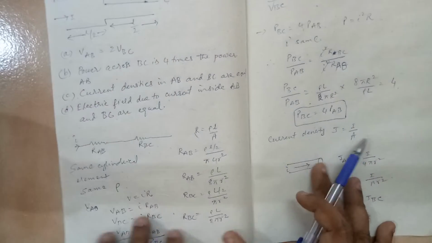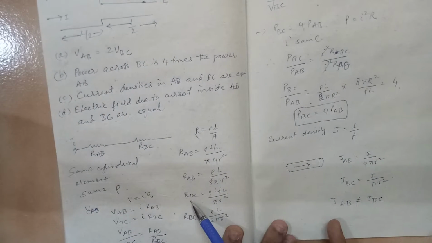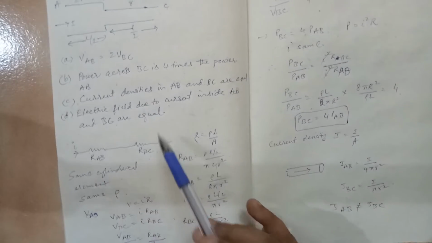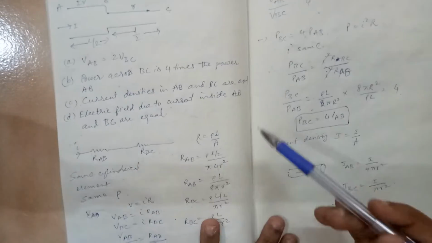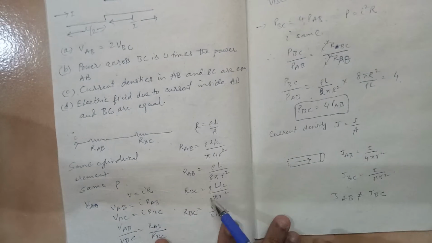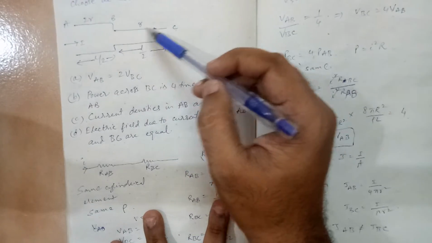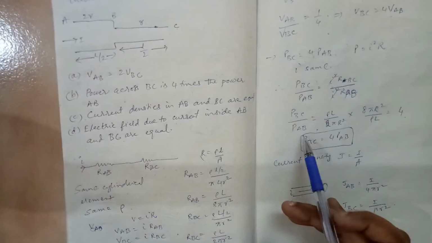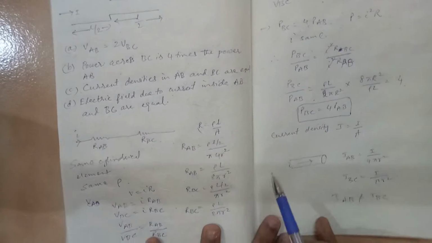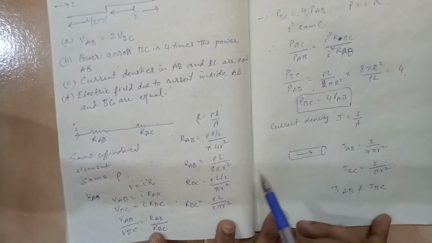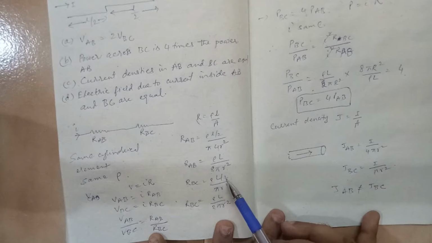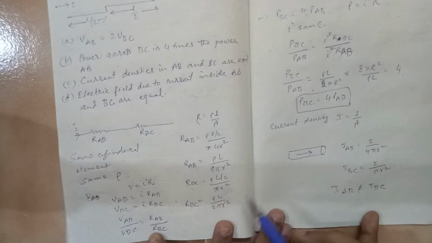Similarly, RBC will be rho into the length of BC, which is L by 2, divided by the cross sectional area of the BC portion, which is pi r square. So RBC is rho L by 2 pi r square, with the 2 in the denominator.